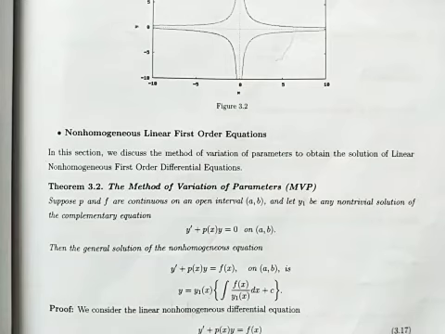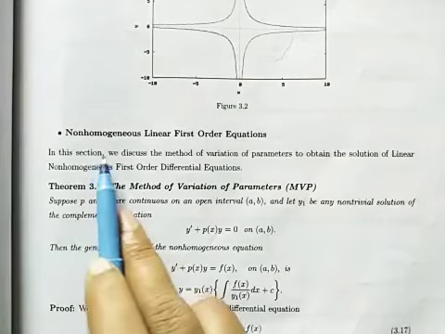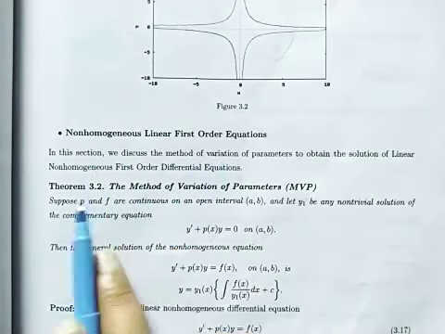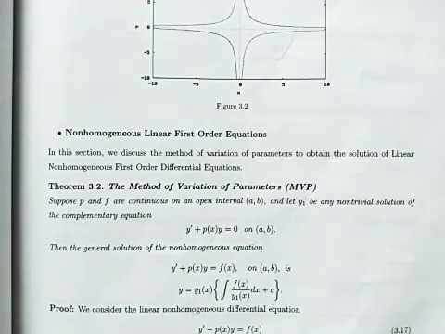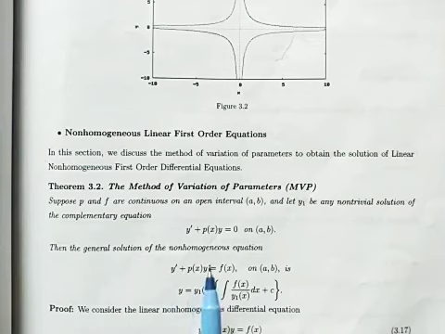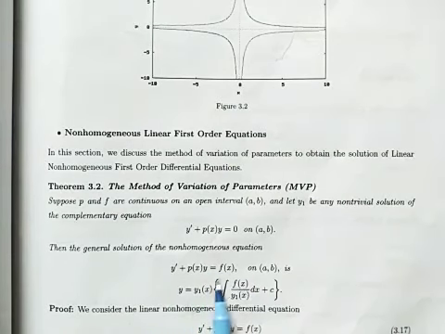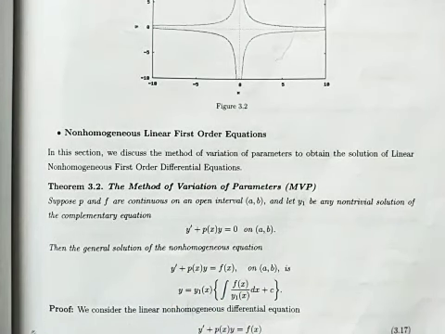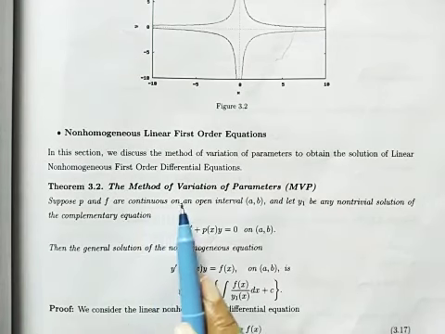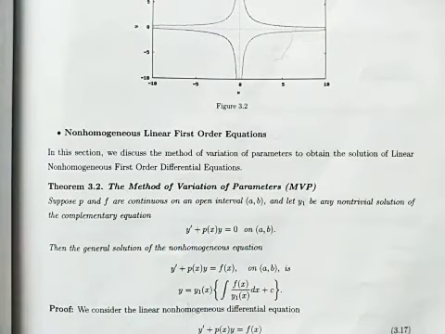Another type of equation is the non-homogeneous linear first order equation. What is non-homogeneous? Its right hand side will be non-zero, which means it is of the form y' + p(x) y = f(x). Now how to solve this equation? For that there is one method called the method of variation of parameters. So let us first see the statement of this theorem.